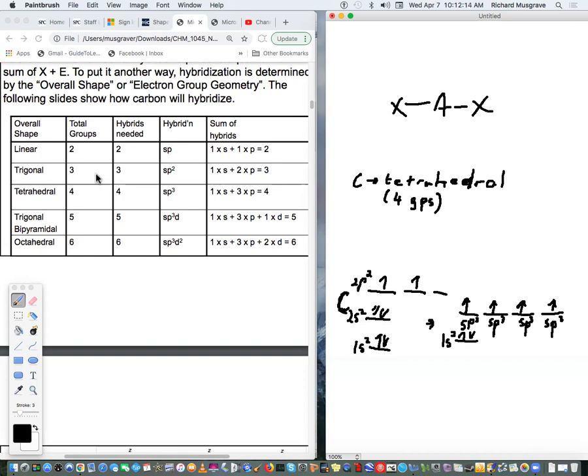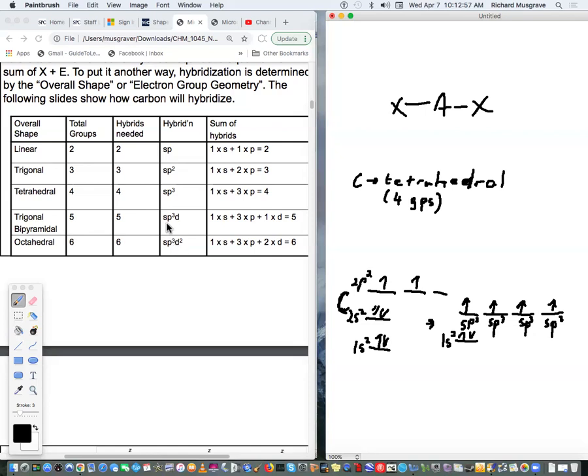Trigonal, we have 3 total groups, we need 3 hybrids, which would be sp2, that's one s and two p's to give 3 total orbitals needed to make up these 3 sp2 hybrids. Tetrahedral, we just talked about, 4 groups, 4 hybrids, sp3. Trigonal bipyramidal, 5, is going to be sp3d. Remember, we run out of p orbitals, so it has to grab a d orbital from the next level. And octahedral is going to be sp3d2.